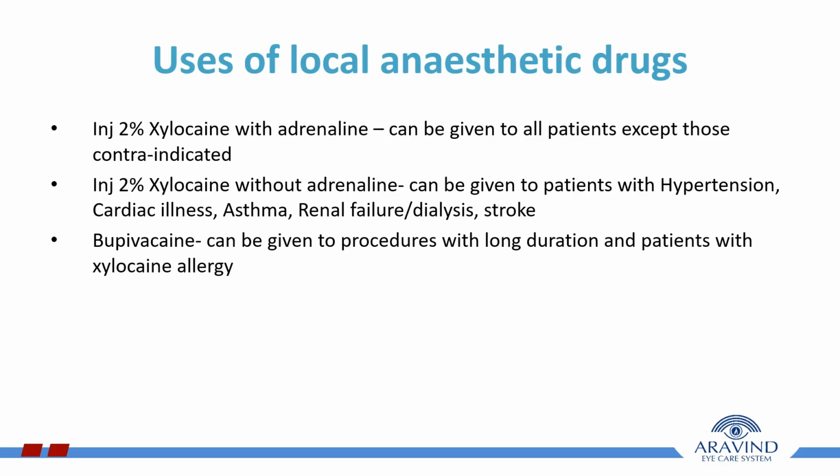Uses of local anesthetic drugs. Injection 2% xylocaine with adrenaline can be given to all patients except those contraindicated. Injection 2% xylocaine without adrenaline can be given to patients with hypertension, cardiac illness, asthma, renal failure or dialysis, and stroke patients. Bupivacaine can be given for procedures of long duration and to patients with xylocaine allergy.